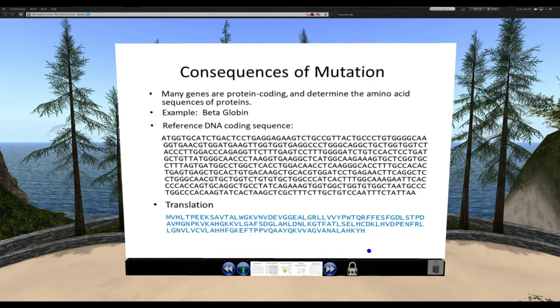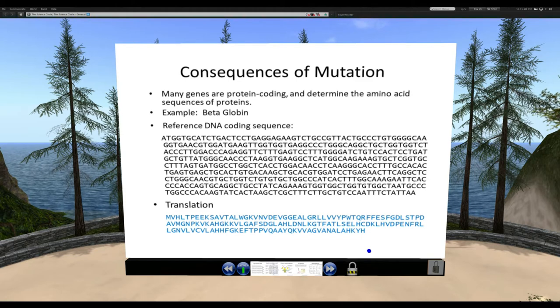So a lot of genes are protein coding genes, and they determine the amino acid sequence of proteins. Amino acids are the structural unit of proteins, and a protein is just a long string of amino acids that are sort of all folded up.